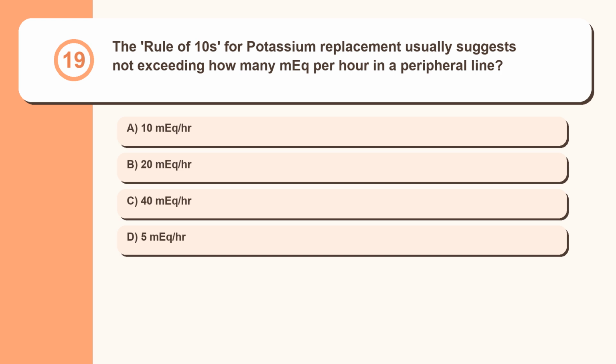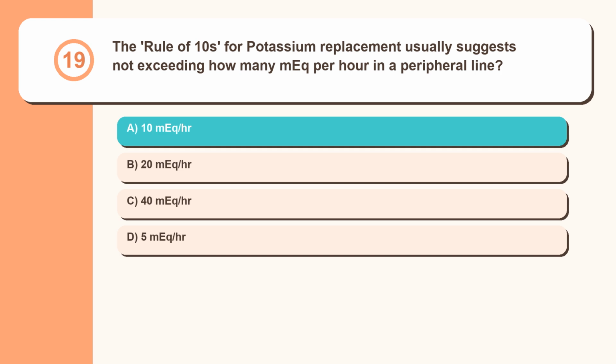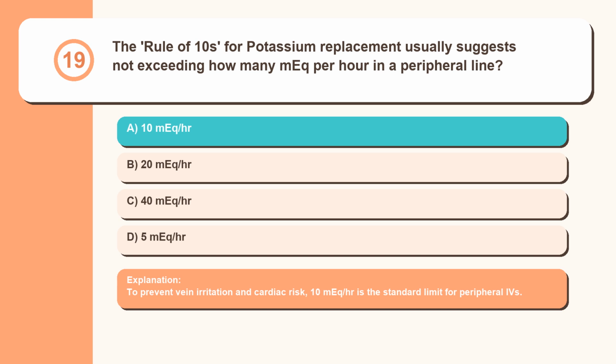Question 19. The rule of tens for potassium replacement usually suggests not exceeding how many milliequivalent per hour in a peripheral line? 10 milliequivalent/hr, 20 milliequivalent/hr, 40 milliequivalent/hr, 5 milliequivalent/hr. To prevent vein irritation and cardiac risk, 10 milliequivalent/hr is the standard limit for peripheral IVs.